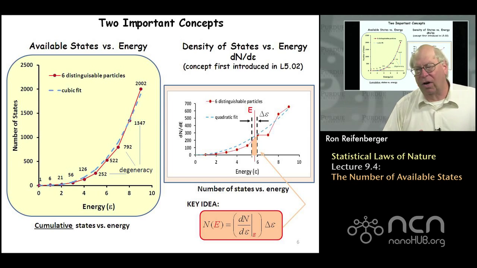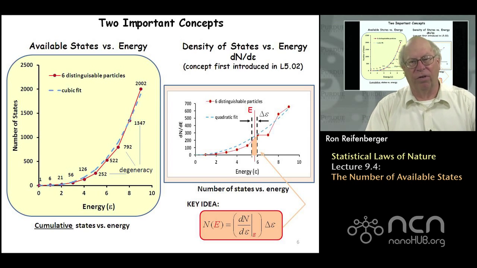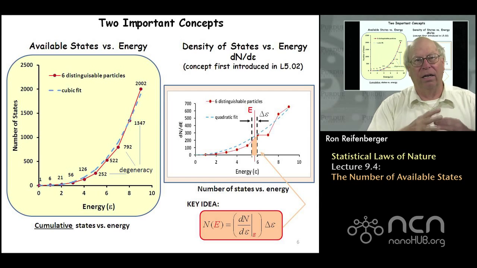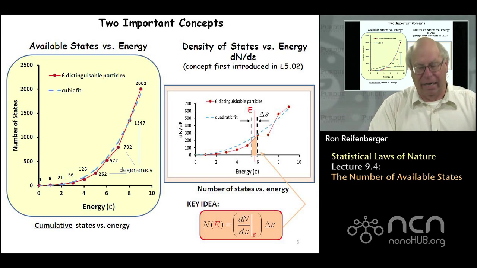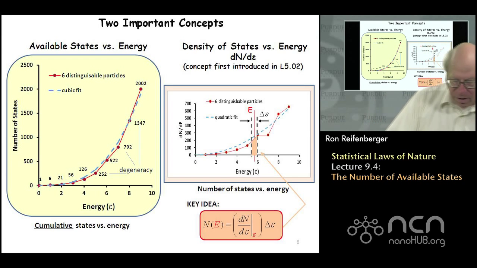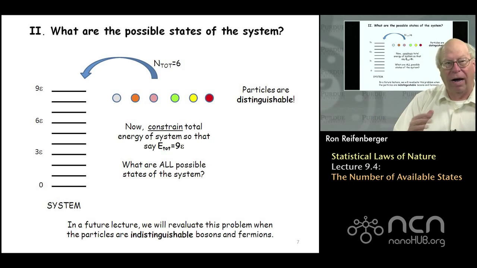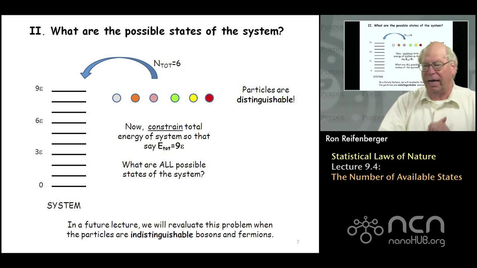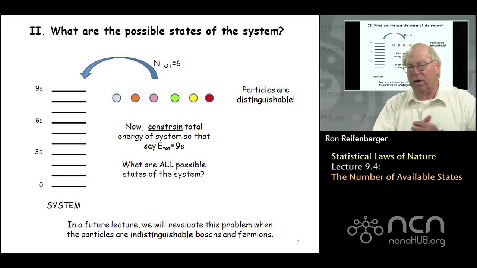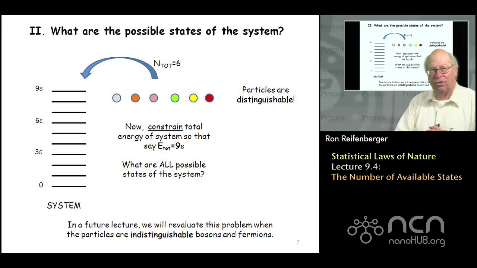So it's a very useful concept because you always want to know how many states are available for the particles to reside in at any given energy. That's a very useful thing to know about. So the next question is, once we know how the total states increases with energy, we like to ask, what are the possible states of the system? What are all the possible states of the system?